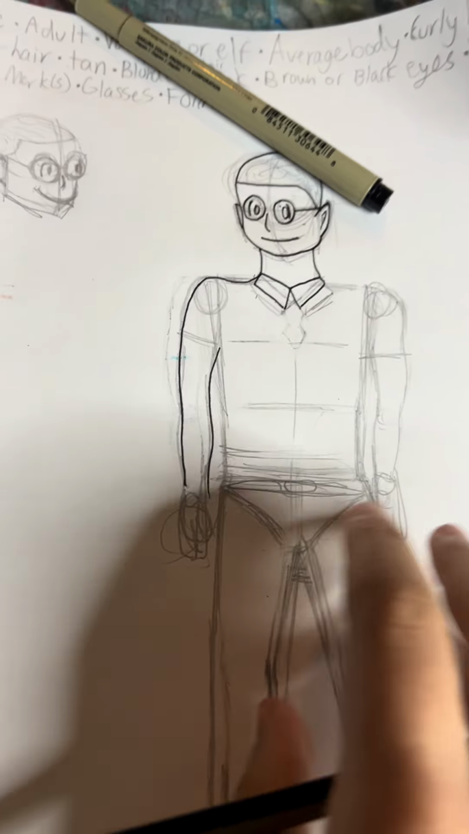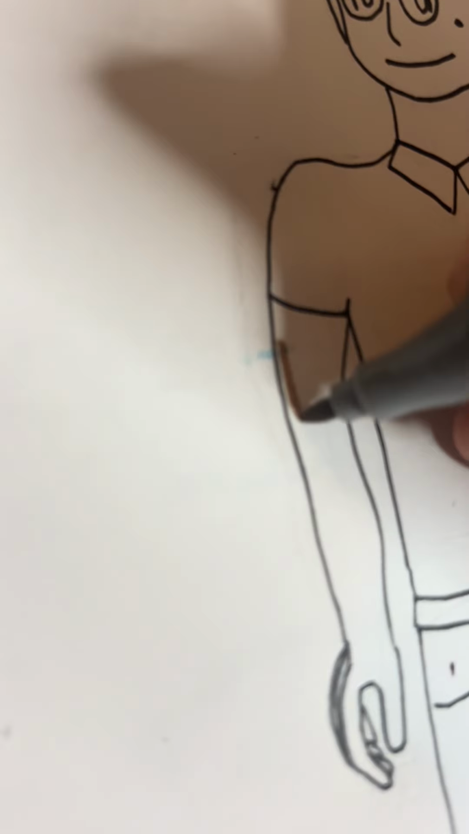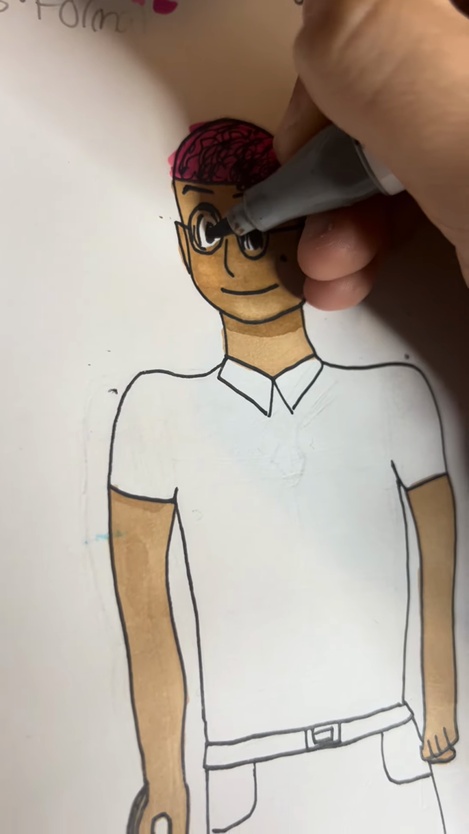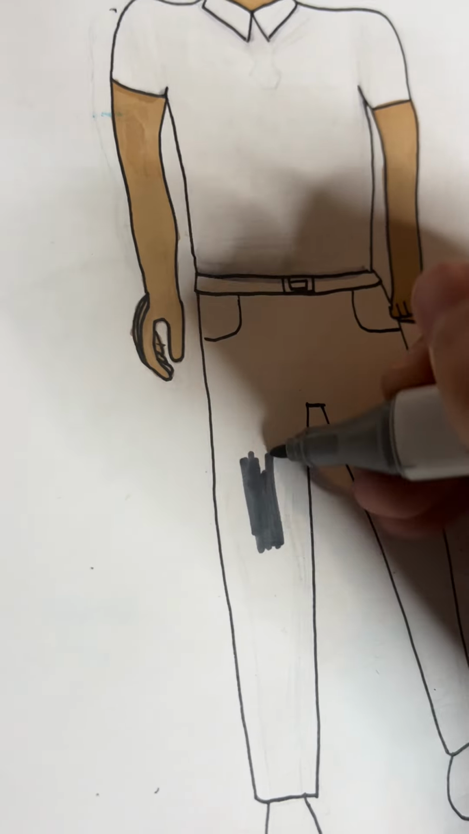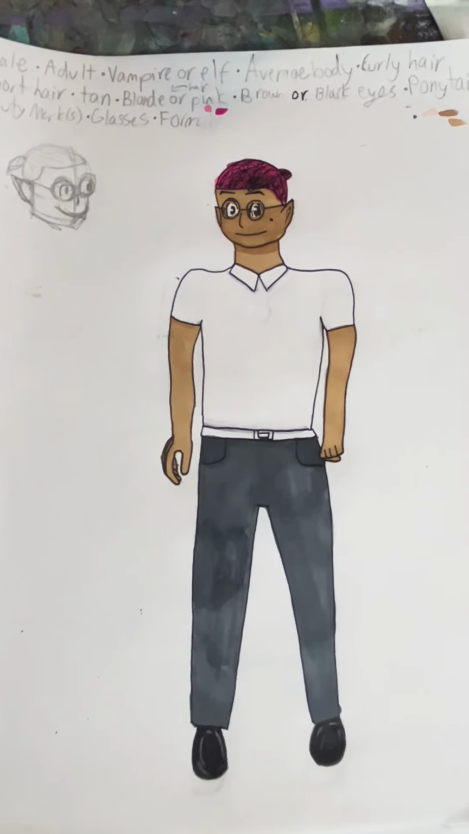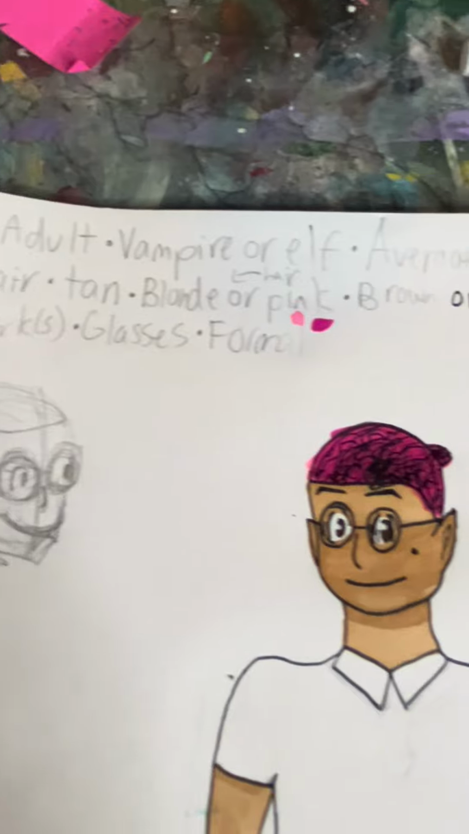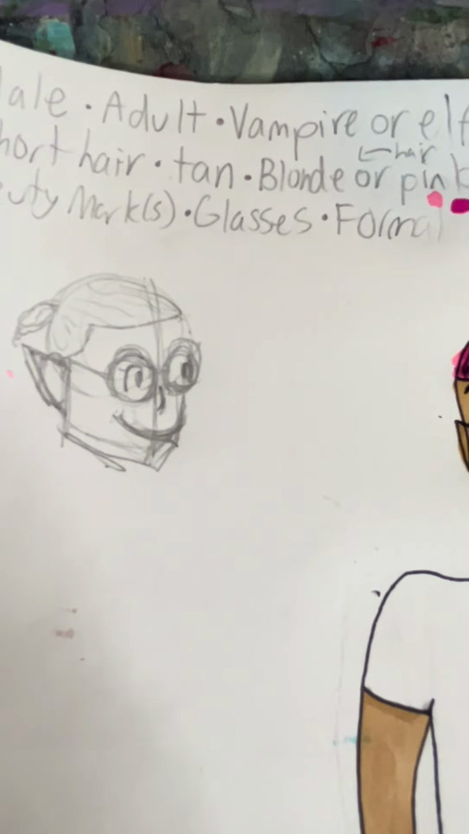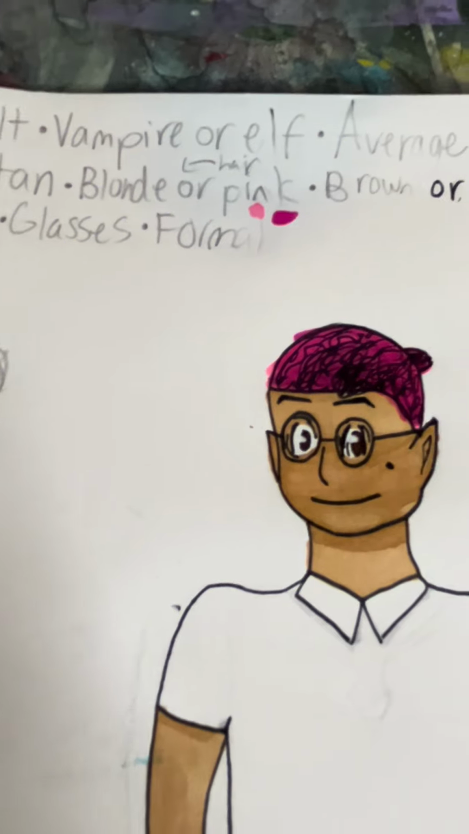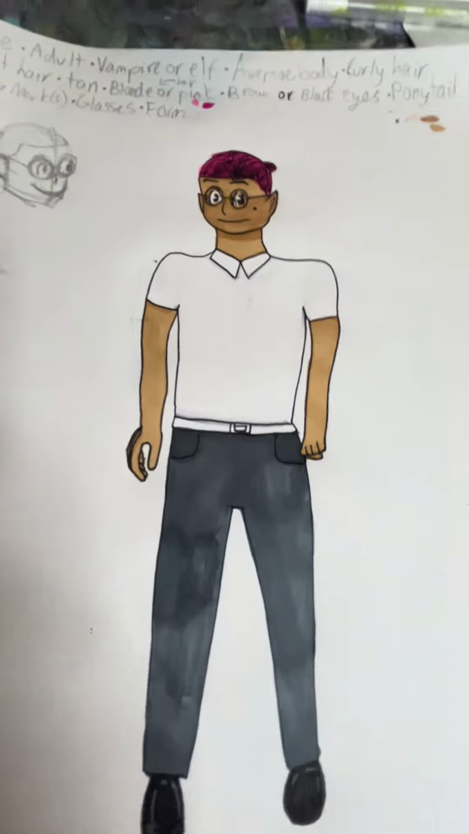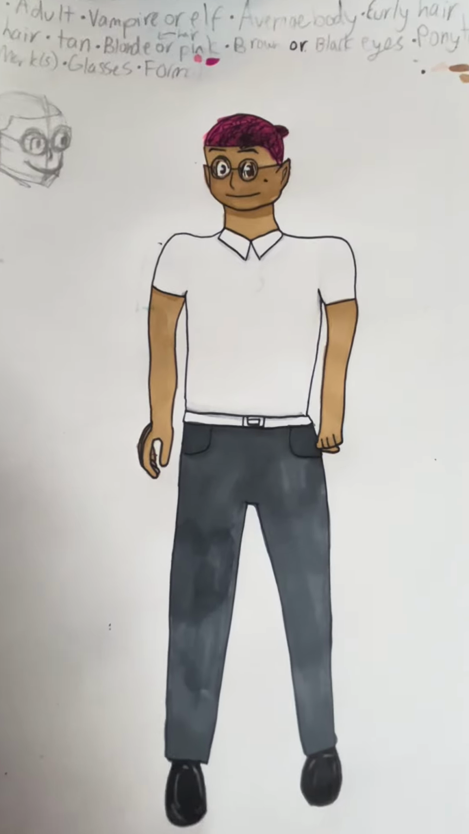Wait, I forgot to draw the hands. Let me draw them and outline them real quick. And then it was time to color. I must say, this is not how I would normally design an OC, but I included everything that I needed to that was told to me by the dice. He is an average person with short hair, and he's tan with pink hair and brown or black eyes, and he has a ponytail. All that is included in here.